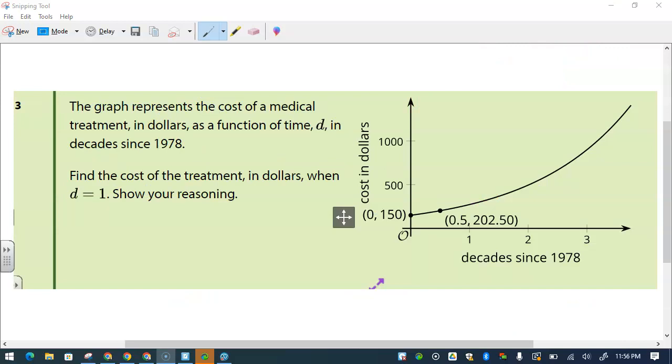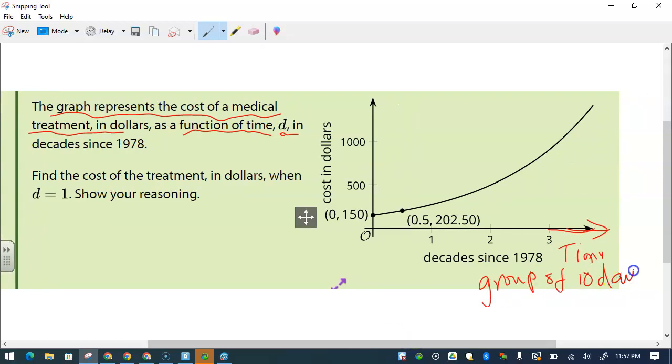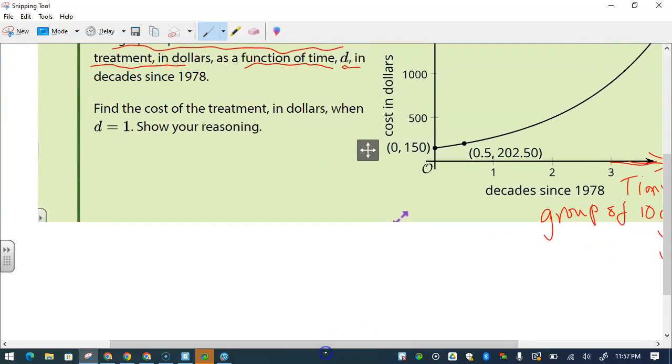Okay, look at this problem. There is a graph. Visuals are given. The graph represents the cost of medical treatment as a function of time D in decades. So D is decades. So the x-axis here is given as the time, in groups of 10 years, because one decade is 10, sorry, 10 years. I'm making a mistake. 10 years. Okay. Now, watch this.